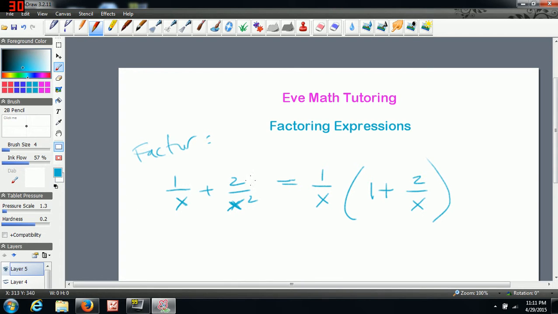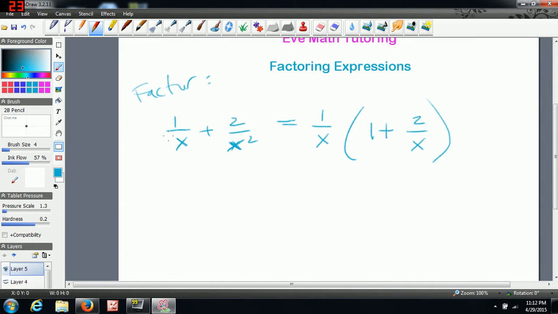So 1 over x divides both of these. With 1 and x, when you look at the two top parts, 1 is the biggest thing that would factor out, and over here x is the biggest one that would divide both of these. So we take out 1 over x, and we're left with 1 plus 2 over x. Okay, so let's try another one.